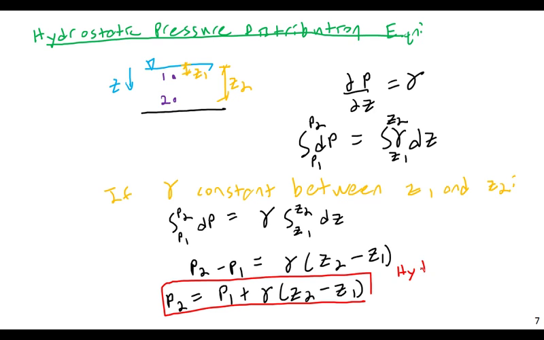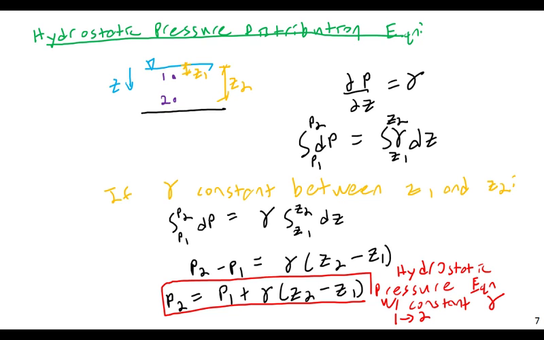Hydrostatic pressure equation with constant gamma from 1 to 2.